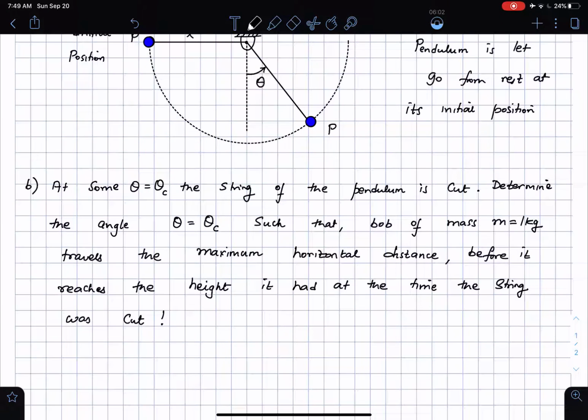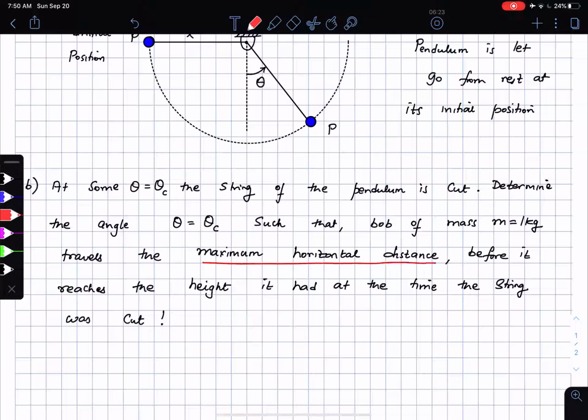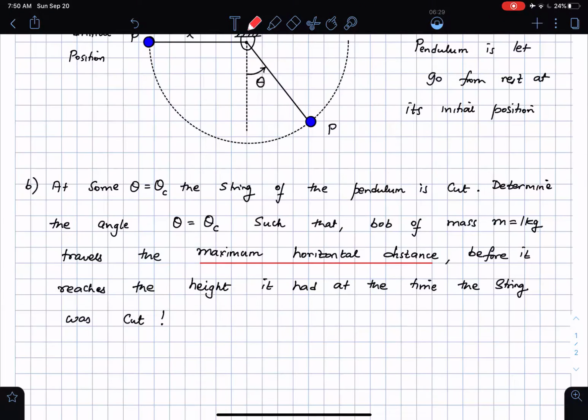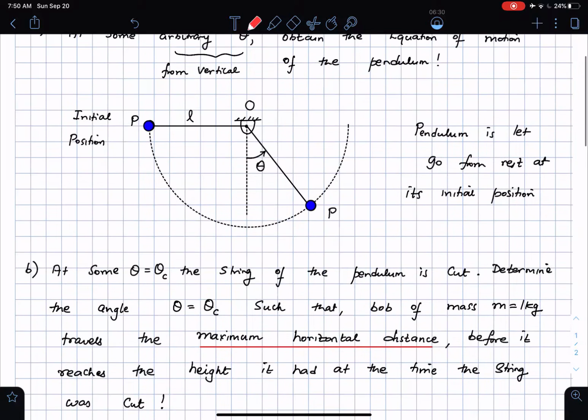This is very interesting. I'm going to read this statement once again. At some theta equal to theta c, the string of the pendulum is cut. Determine the angle theta c such that the bob of mass 1 kilogram travels the maximum horizontal distance before it reaches the height it had at the time the string was cut. So how does this look in the form of a figure? I'm going to copy this figure from here.